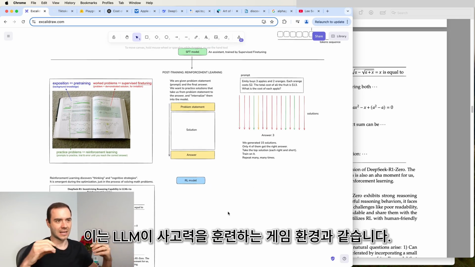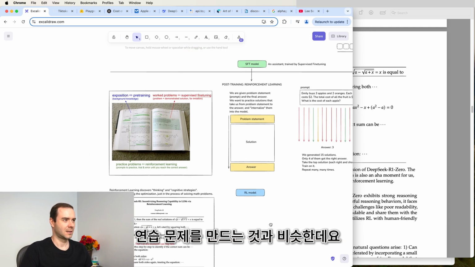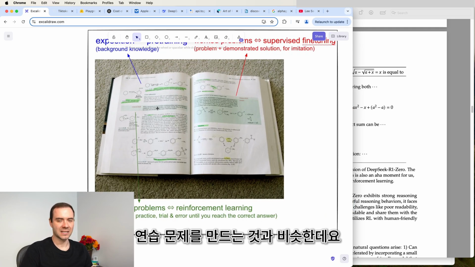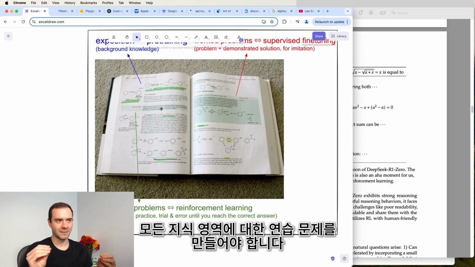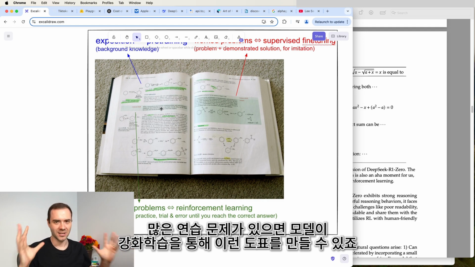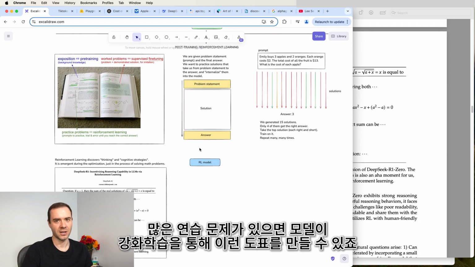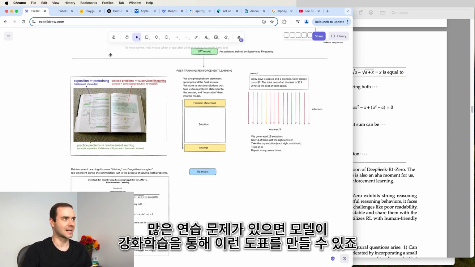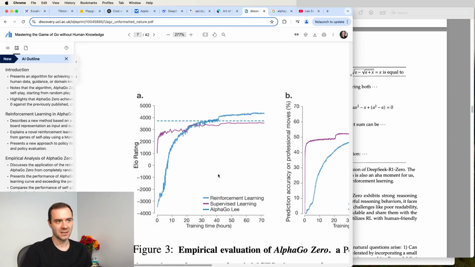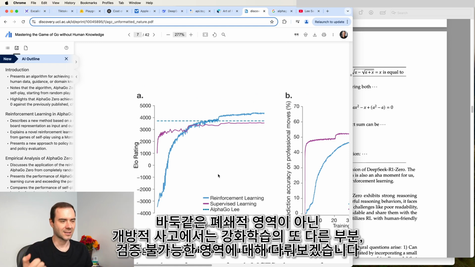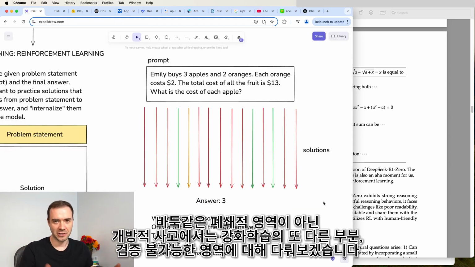These are all like game environments in which the LLMs can practice their thinking. It's kind of like writing practice problems. We have to create practice problems for all domains of knowledge. And if we have practice problems and tons of them, the models will be able to reinforcement learn on them and create these kinds of diagrams, but in the domain of open thinking instead of a closed domain like the game of Go.